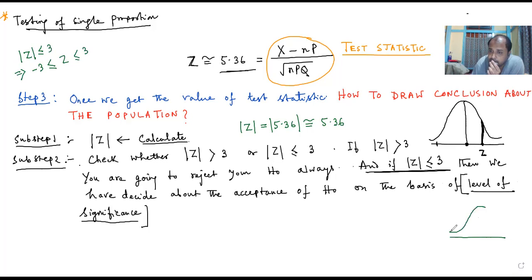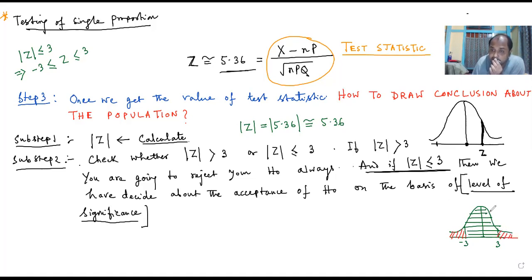So if you draw the normal curve, and consider the -3 value over there and +3 value over there, and you find that it is falling inside this region, then you are not able to immediately put some kind of judgment over your acceptance of the null hypothesis or not. You have to do something else. But if mod Z is greater than 3, that means either you are talking about this portion or you are talking about this portion.